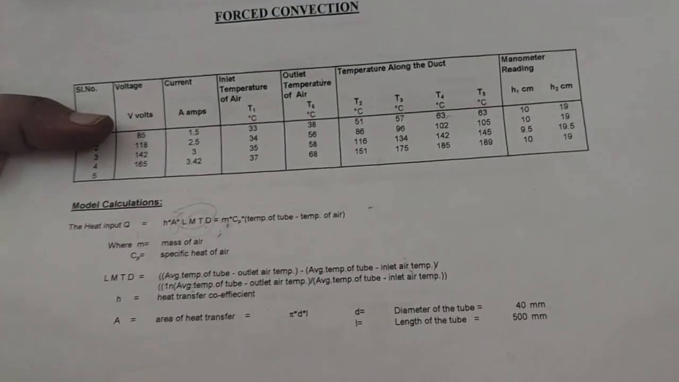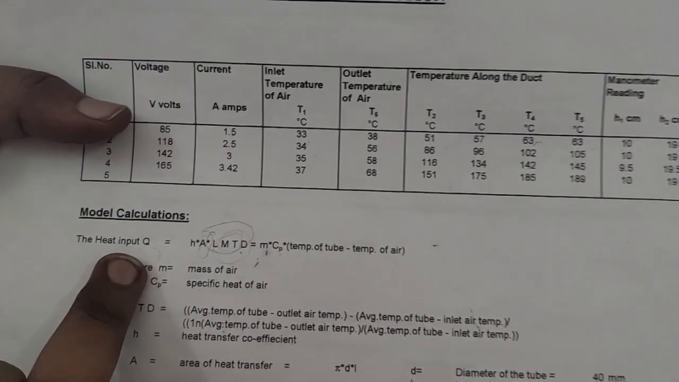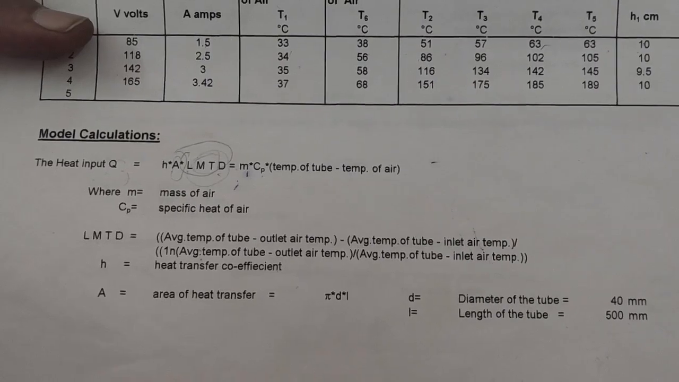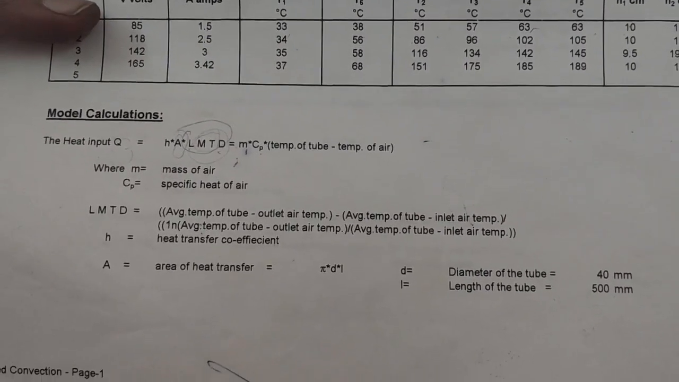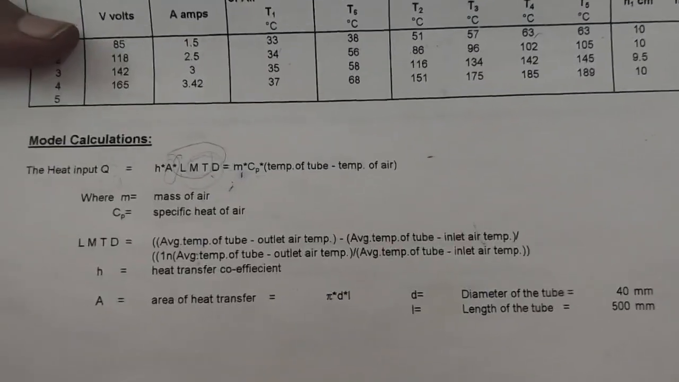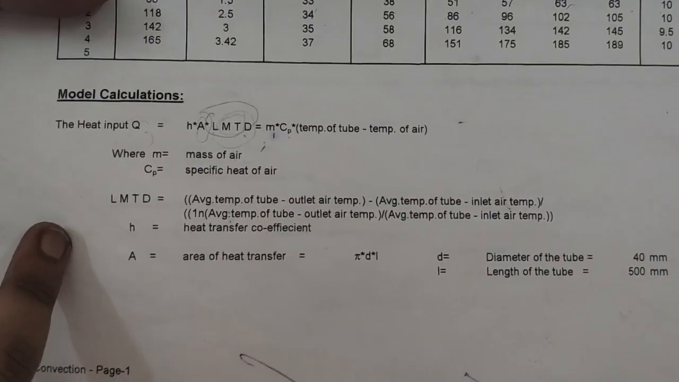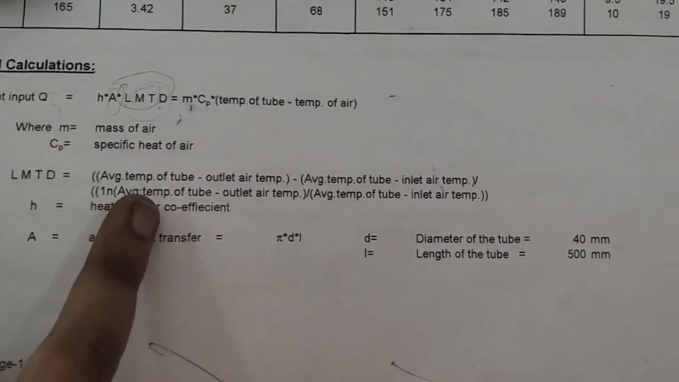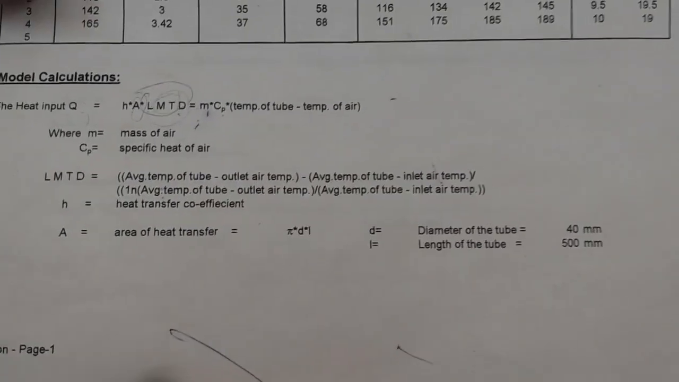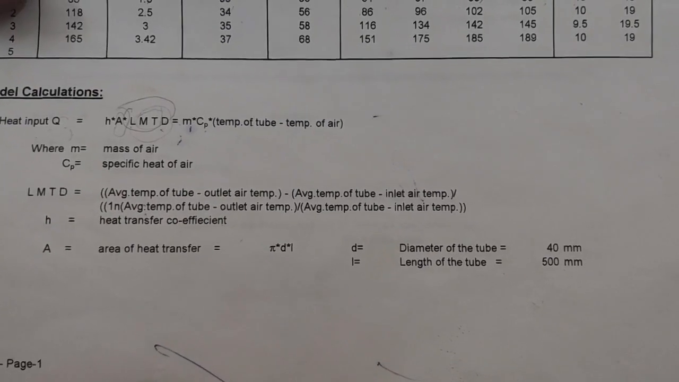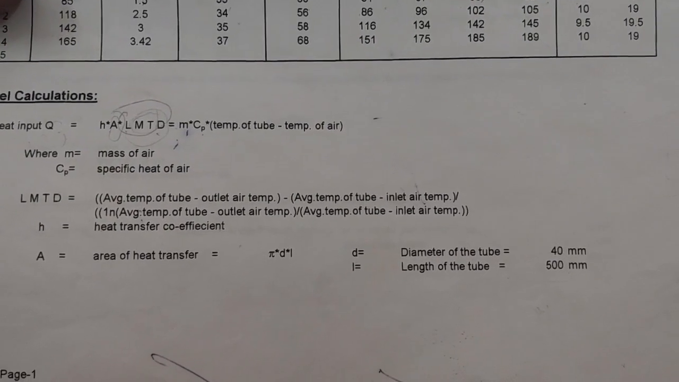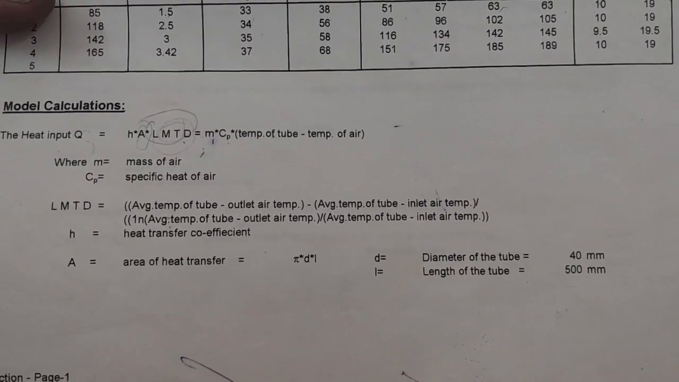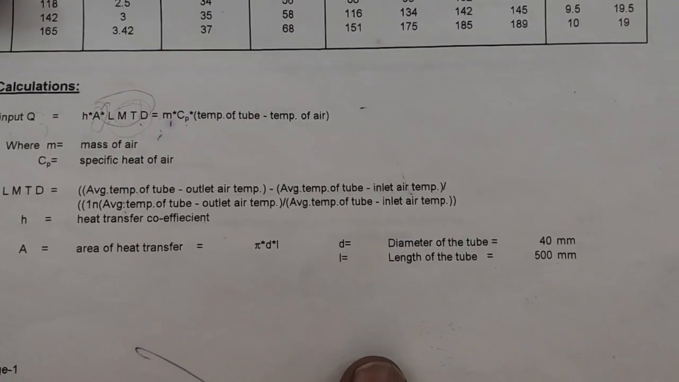For finding the heat transfer coefficient, the heat input Q can be calculated from this formula, which is hA into LMTD, that is m Cp into change in temperature, the temperature of the tube minus temperature of air. M is the mass of air, Cp is the specific heat of air. LMTD is the average temperature of tube minus outlet air temperature, minus average temperature of tube minus inlet temperature of air, divided by ln of average temperature of tube minus outlet air temperature divided by average temperature of tube minus inlet air temperature.